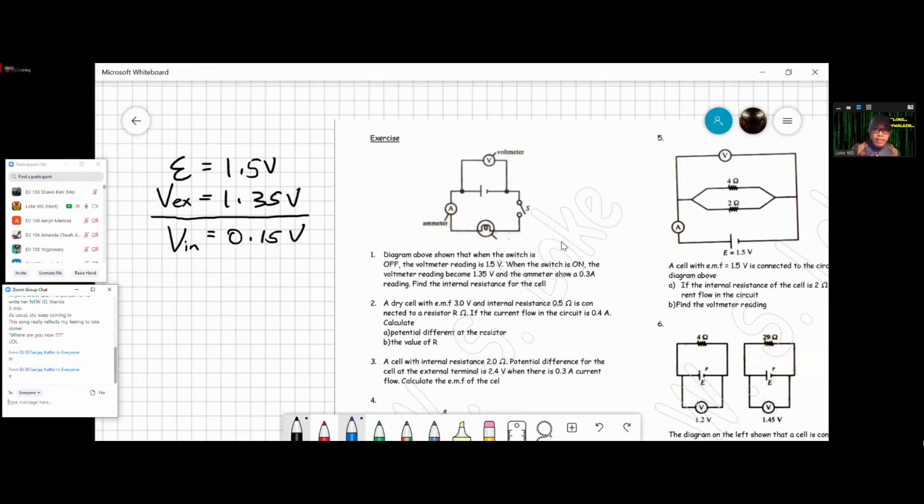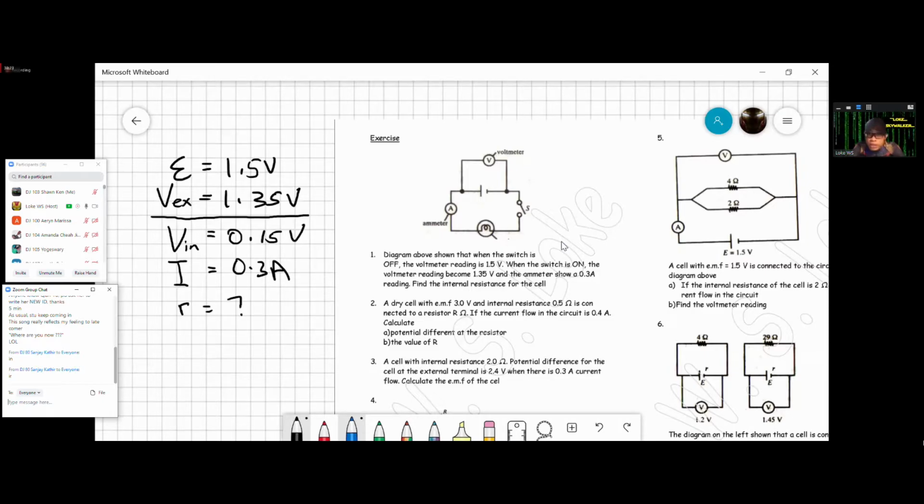Okay, the next thing you can see here, the ammeter shows 0.3 ampere. So the next is current in the circuit is 0.3 ampere. Okay, then he said, find the internal resistance of the cell. Internal resistance. So R kecil berapa?